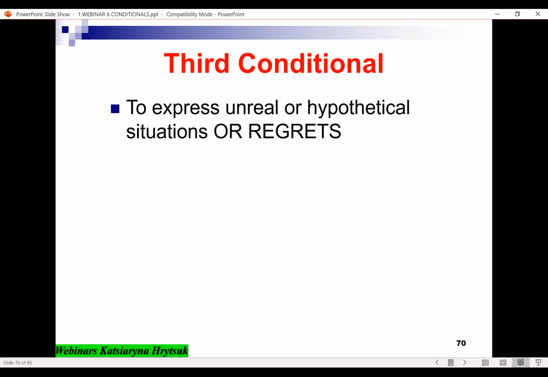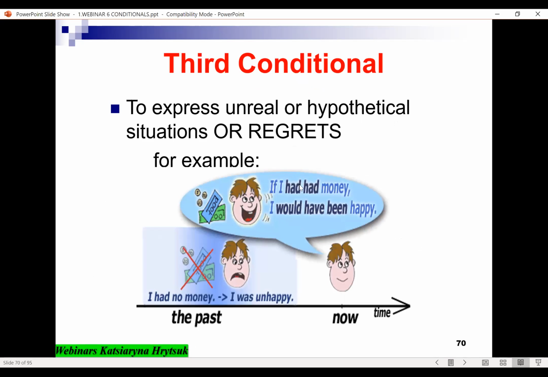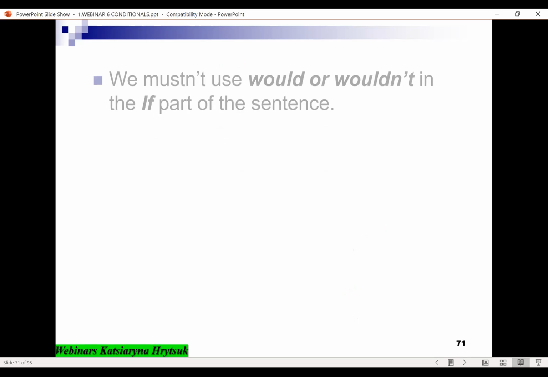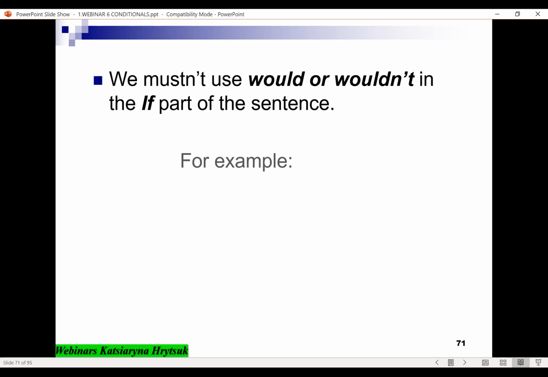We express an unreal situation or regrets, okay, or different regrets. For example, if I had money, I would have been happy, but now I don't have money. Okay, I had, would have been. Oh my God, so many verbs here. Let's see how we use this tense and this conditional.